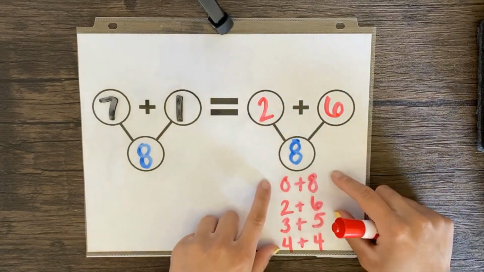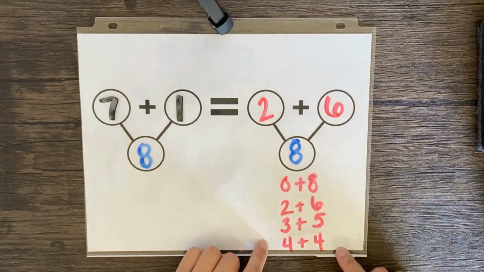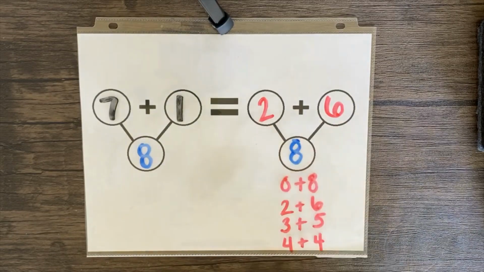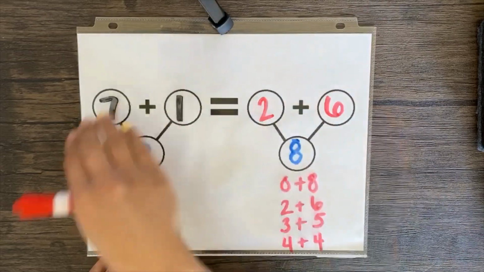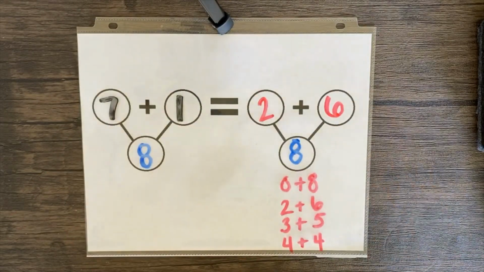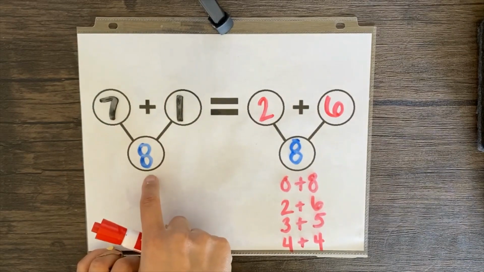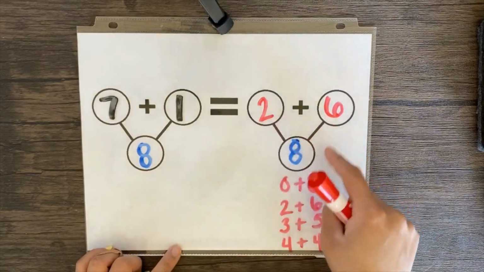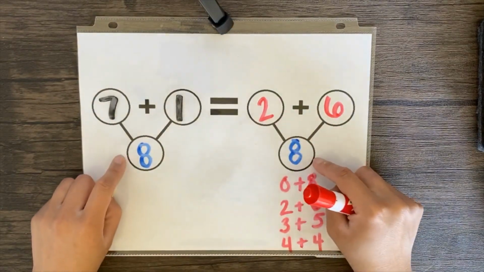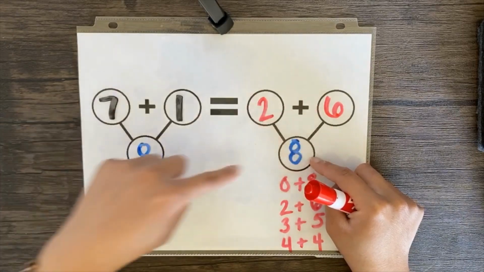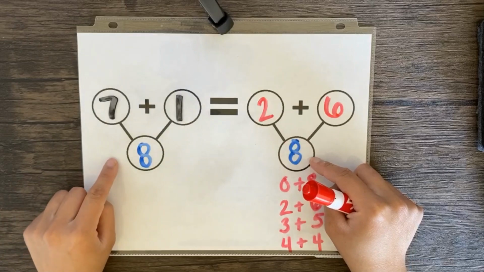Great. Now that we thought of all the ways to make 8, I chose 1. I chose 2 plus 6. And our equation is true and balanced because 7 plus 1 equals 8 and 2 plus 6 equals 8. They both have the same whole or the same total. So that tells me that this entire equation is balanced. Great job, first grade.